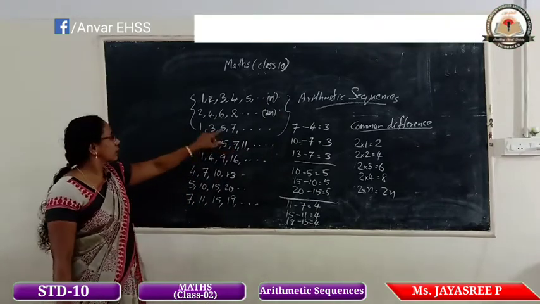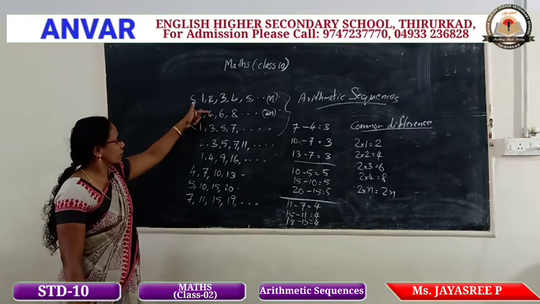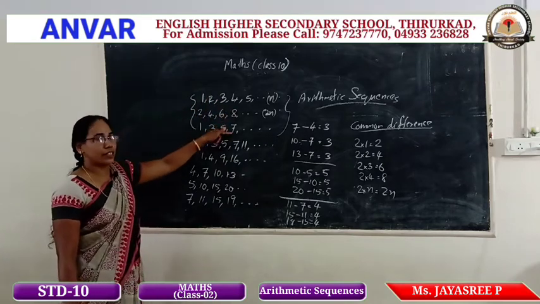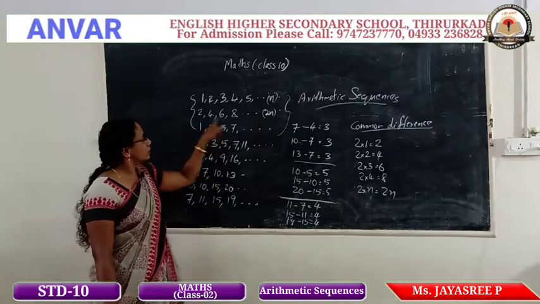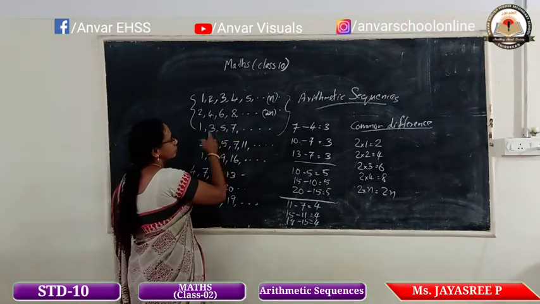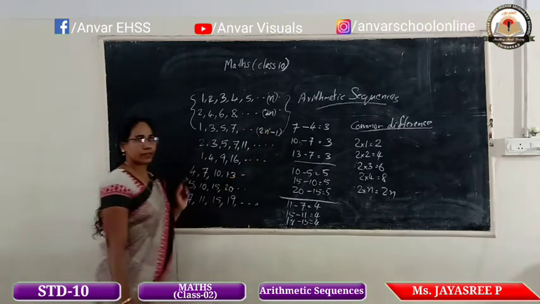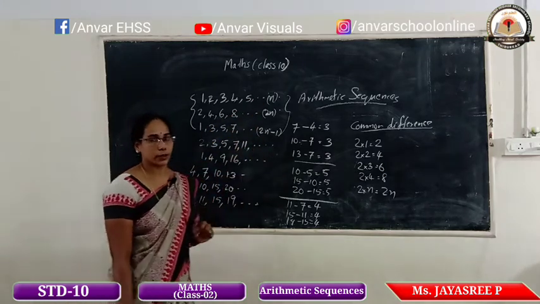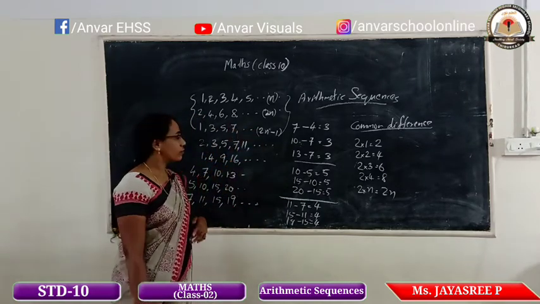Now what about this? We can compare these two sequences. 2 minus 1 is 1, 4 minus 1 is 3, 6 minus 1 is 5, 8 minus 1 is 7. So can you say what is the algebra of this sequence? The nth term of the previous sequence is 2n, so the nth term of this sequence is 2n minus 1. Okay, so this is known as the algebra of a sequence. The nth term is known as the algebra of the sequence.